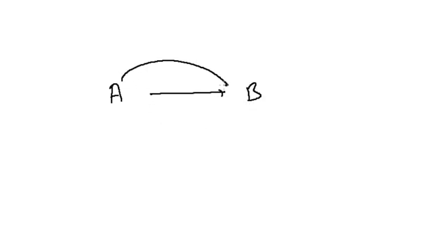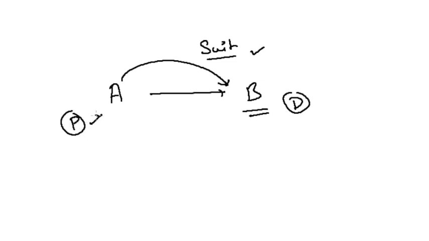Alright, so let us understand this. Let us take an example first. Let's say there are two parties, A and B. A has filed a suit against B. Here B is defendant, A is plaintiff. The one who files the suit is called plaintiff, and the one against whom the suit has been filed is defendant.